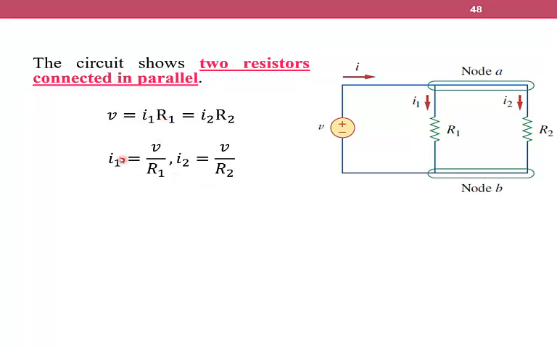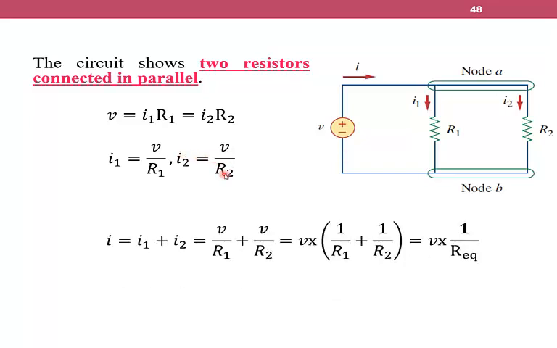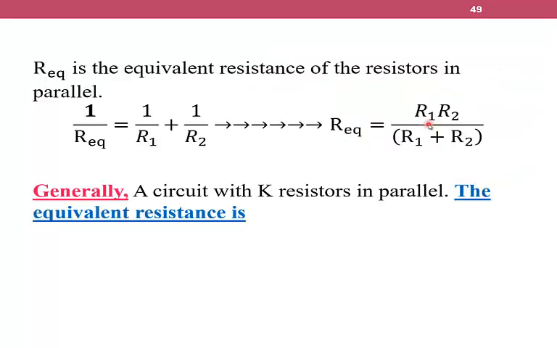Rearranging this equation will give us I1 equal V over R1 and I2 equal V over R2. If we are going to get total I equal I1 plus I2, which is equal to this, and if you take V as a common factor, you end up with V multiplied by 1 over R equivalent, because these connections are in parallel. 1 over R equivalent equals 1 over R1 plus 1 over R2 and so on.